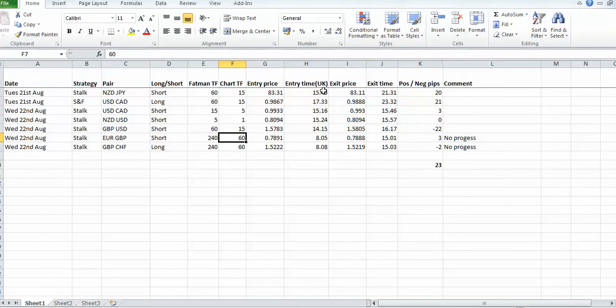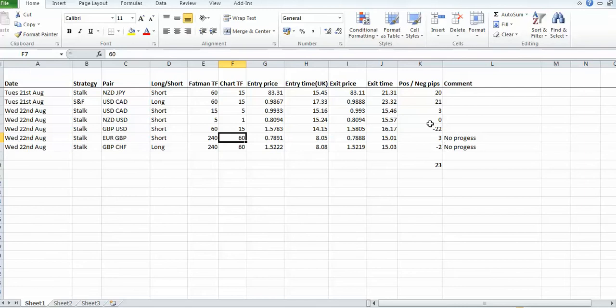The entry price, the time in my time, because I'm in the UK, when I exit, the price I exit at, the time I exit, and positive, negative pips, and then a comment at the end. And you'll see what those comments mean when we come on to the next two trades in a moment.